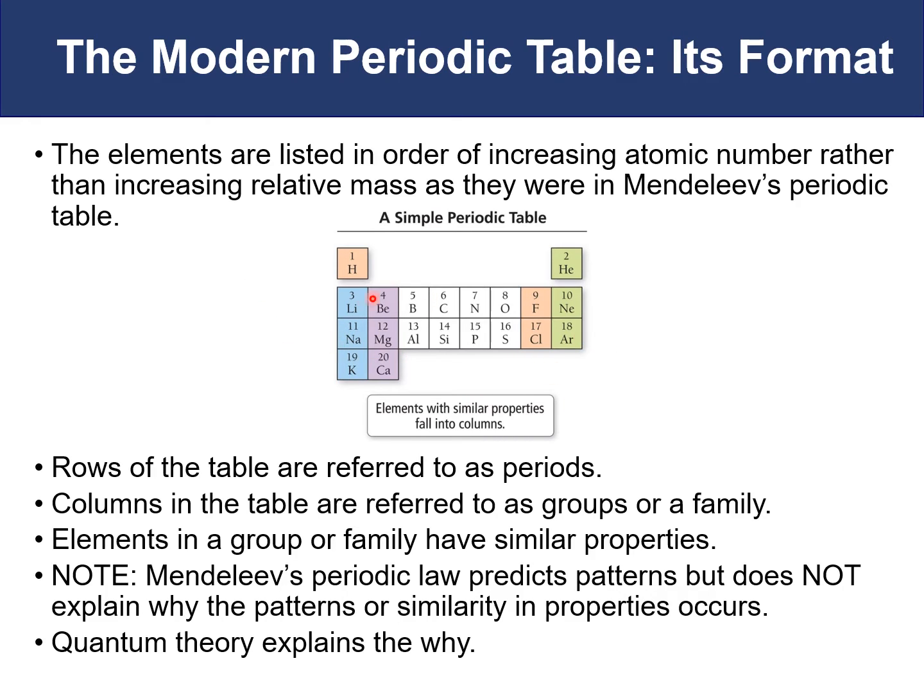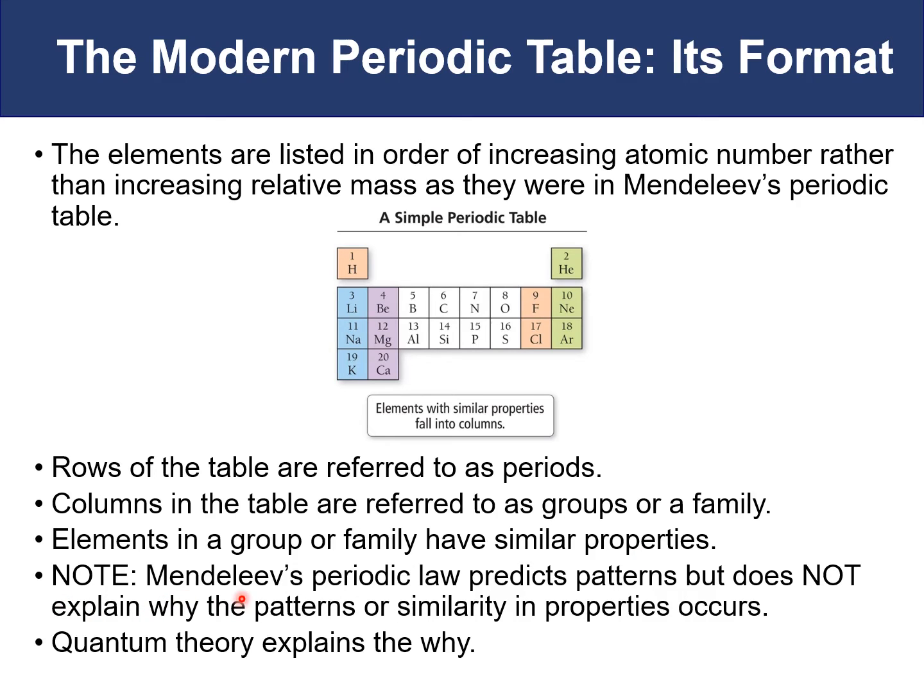So these are the different periods. The rows are called periods. Columns are called groups. So you have group 1, group 2, and then there are a couple different ways of naming the groups that boron, carbon, nitrogen, oxygen, and so forth belong to that we'll get to in just a second. The elements in a group or family have similar properties.